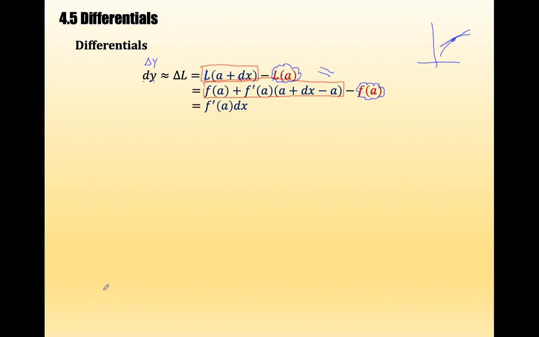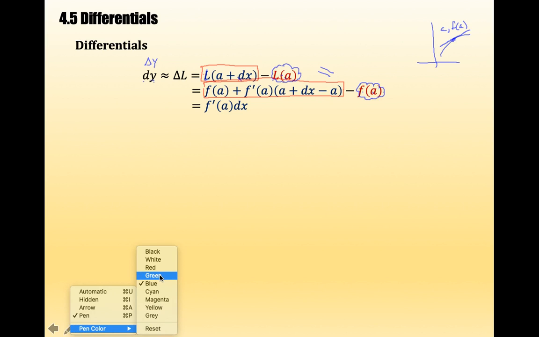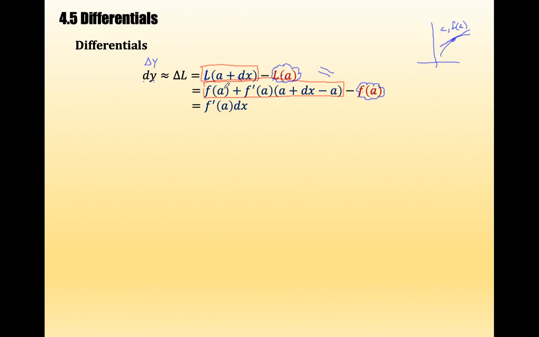The tangent line and the curve are the same at 2, comma, f of 2, or whatever A you want. But now look at what's happening here. Math is cool. Look at this. F of A cancels with negative F of A. A cancels with negative A. And the differential in the original function is simply the slope times dx.